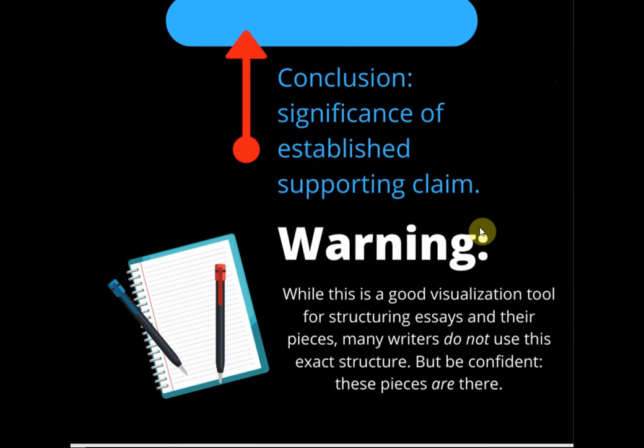This is a good visualization tool for structuring essays and their pieces, but many writers do not use this exact structure. You can be confident that these pieces are going to be in the argument, but the author may use a different structure for a different purpose. So if you're looking to extend your thinking this week, as you read articles, you may want to look at what is the structure? What order do these things come in?